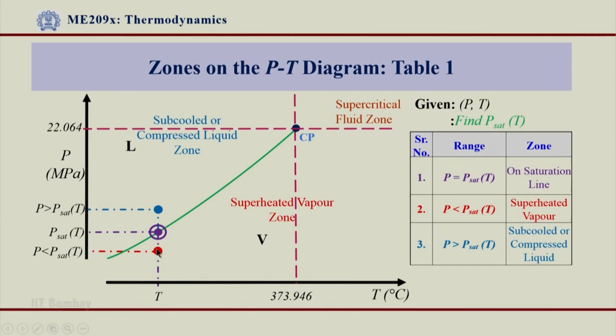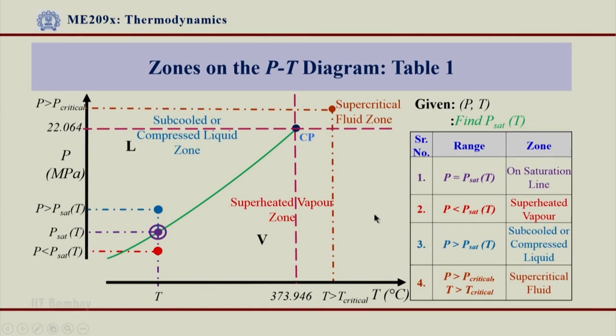So, we have identified all three possibilities: the superheated, subcooled, as well as two-phase zone. The other one, which we have already mentioned, is the supercritical fluid zone. When P is more than the critical pressure and T is more than the critical temperature, the state lies in the supercritical fluid zone, that is, in this part over here. In this case, the temperature has to be more than 373.946 degrees centigrade and the pressure has to be more than 22.064 MPa, meaning you are lying in the supercritical fluid zone.